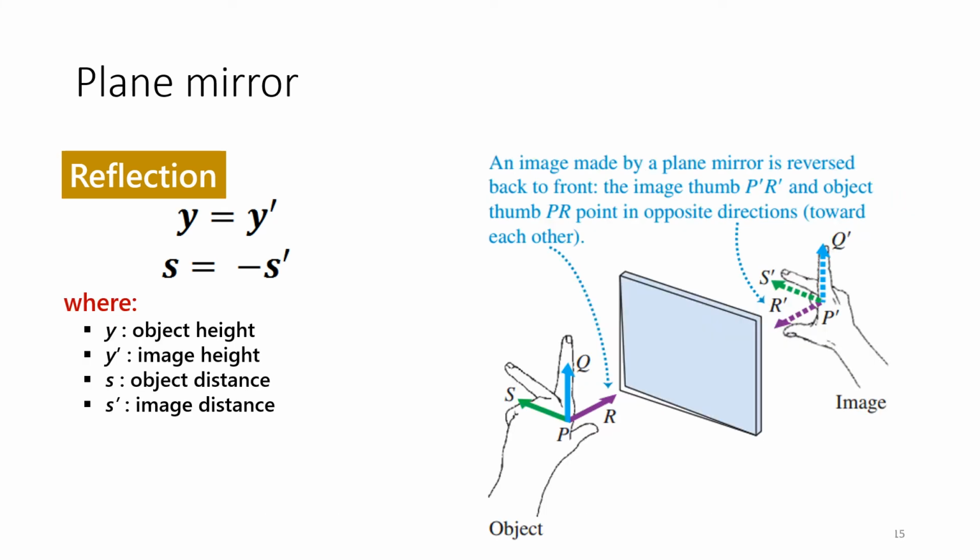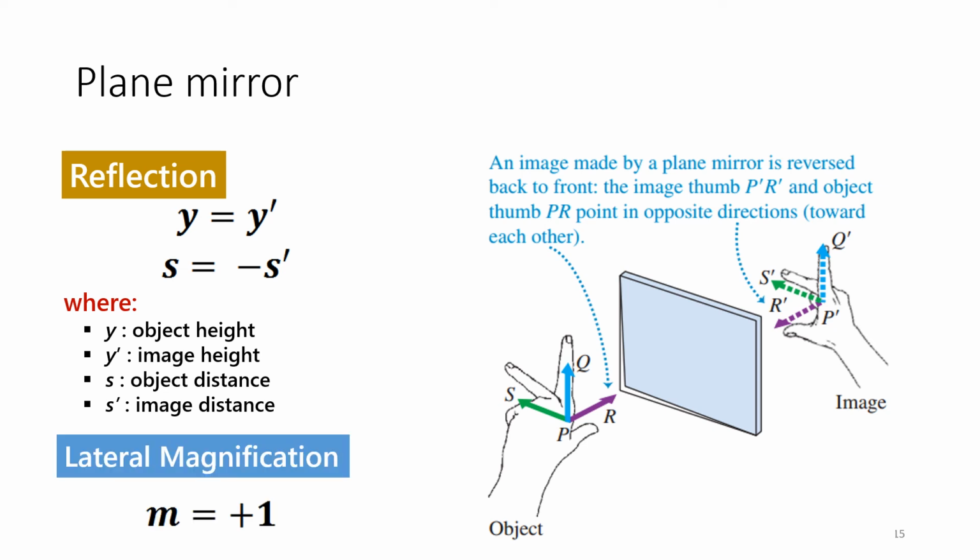If the height of the image is equal to its object, and their distances are negative, we can conclude that M is equal to +1, because M is equal to negative S' over S. This is the characteristic of a plane mirror. What's not as obvious in our equation so far is that the image formed by plane mirrors is reversed back to front. This means that if you do the right-hand rule in front of a mirror, the image will look like it's doing the left-hand rule. There's chiral symmetry.